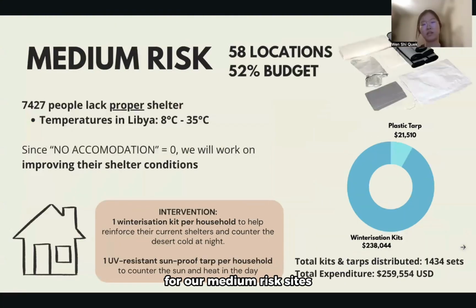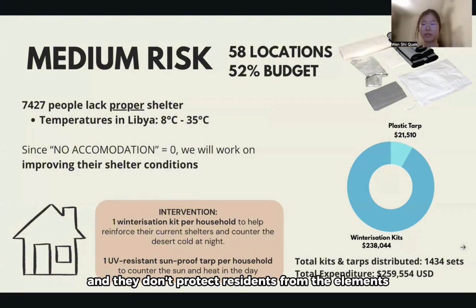For our medium risk sites, our proposed intervention is to distribute winterization kits and plastic tarps. According to our data set, migrants in these sites already have some form of shelter, but these shelters are of poor quality and they don't protect residents from the elements. To address this, we're distributing winterization kits that will help strengthen their shelters against cold weather.